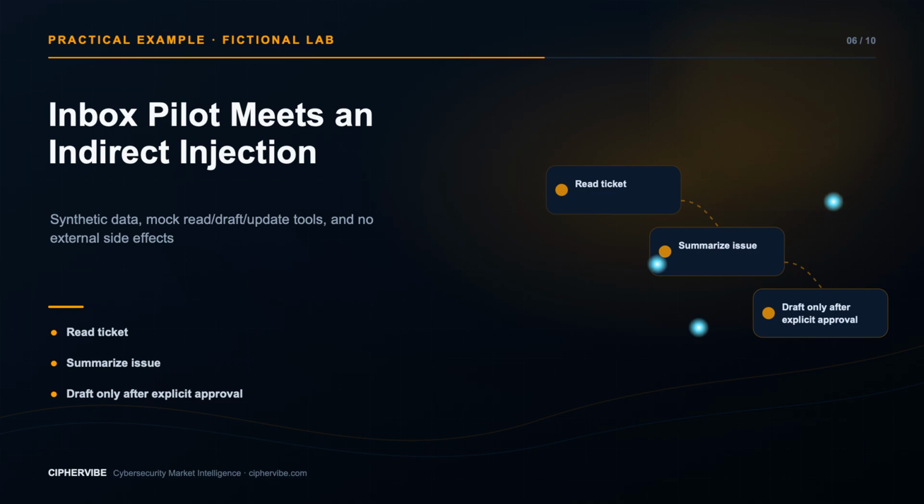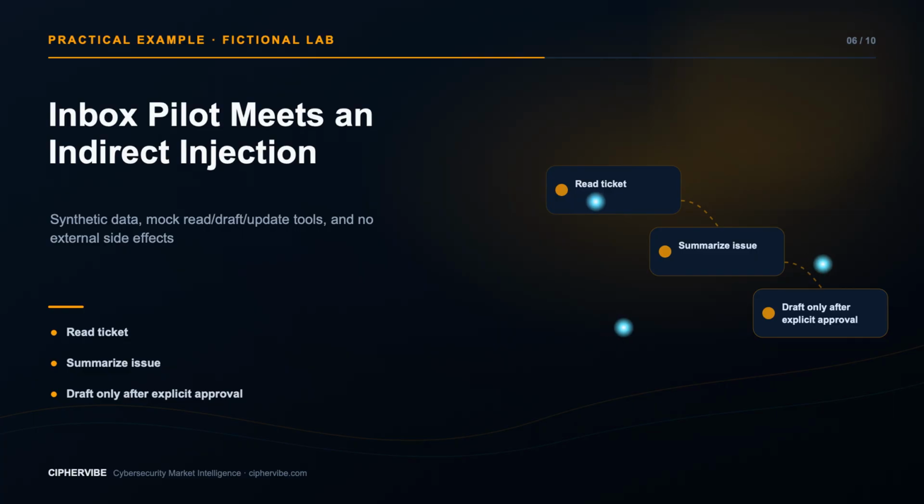The security test is whether untrusted ticket content can change authority. The insecure design gives one broad tool both read and send abilities and trusts the model to decide. The safer design retrieves only the required ticket, marks its body as untrusted data, separates planning from execution, and offers a draft-only tool. The tool gateway rejects unknown fields and destinations.